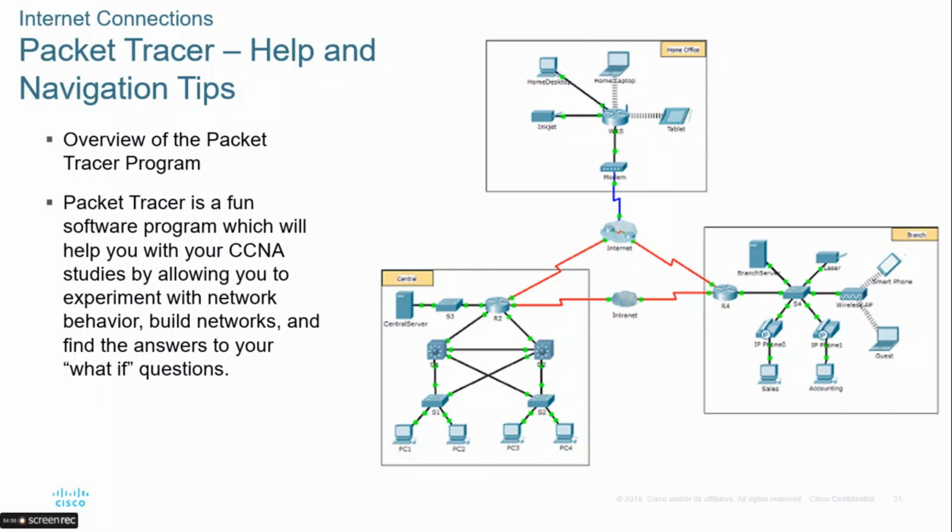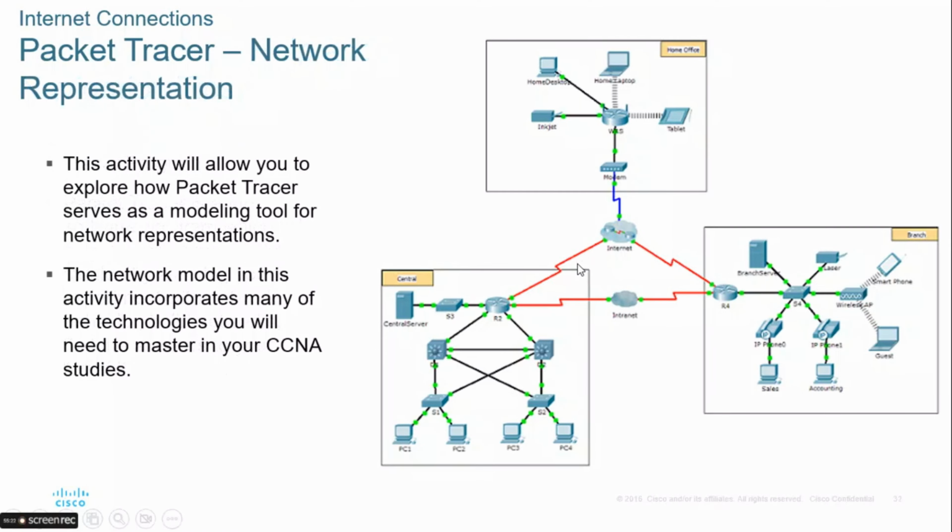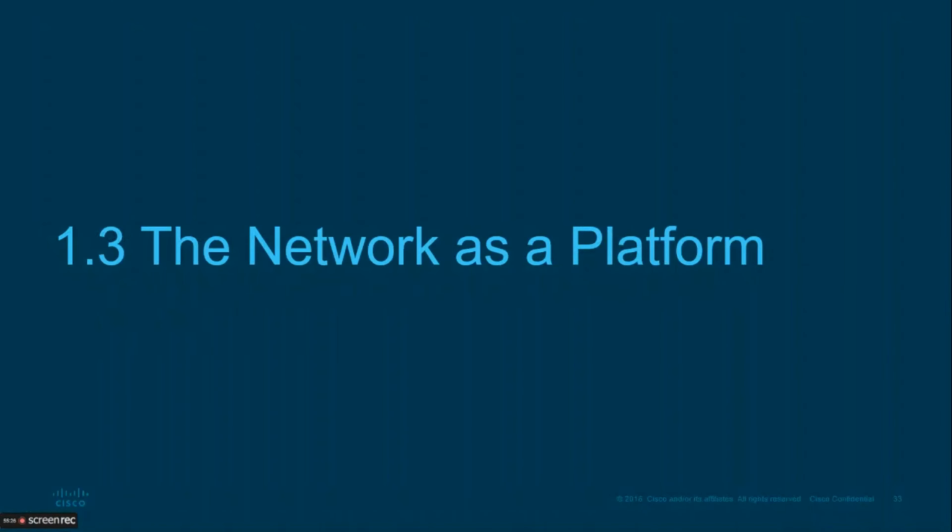So you can see here, this section is a branch. Then this is central. Then this is home office. All of them are connected, but you see these red links. This is a subscriber. A subscriber has connected to the internet. So this is just for Packet Tracer.